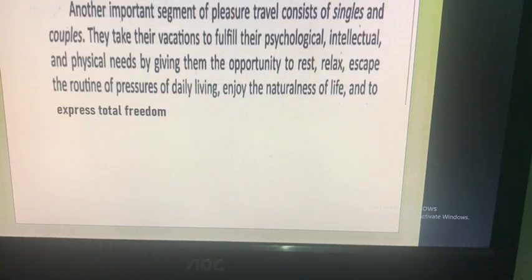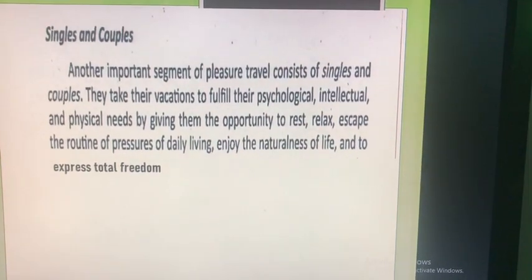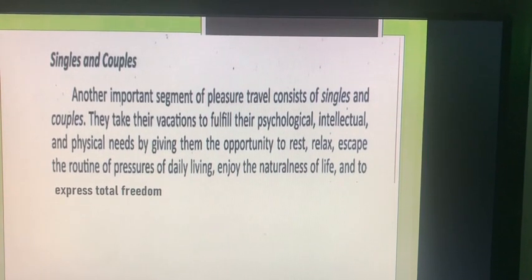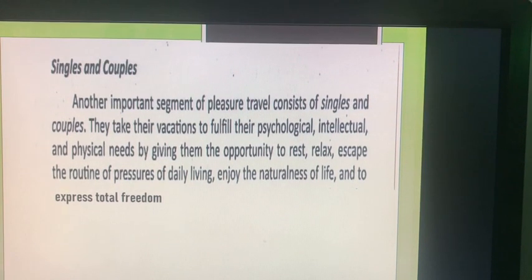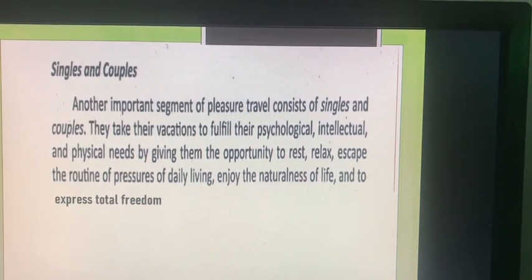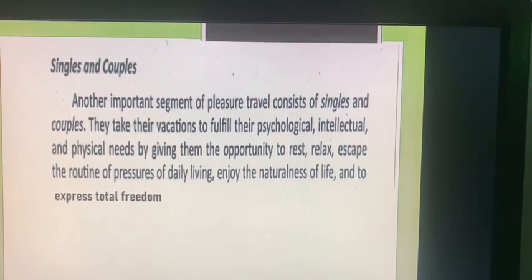Okay? So, another, we have the singles and couples. For singles and couples, this is another important segment of pleasure travel. Usually, they take vacations to fulfill their psychological, intellectual, and physical needs by giving them the opportunity to rest, relax, escape the routine of pressures of daily living, enjoy the naturalness of life, and to express total freedom.